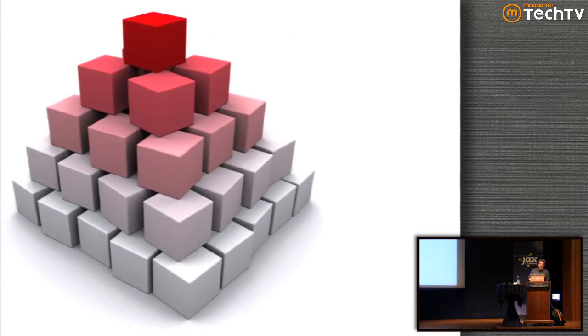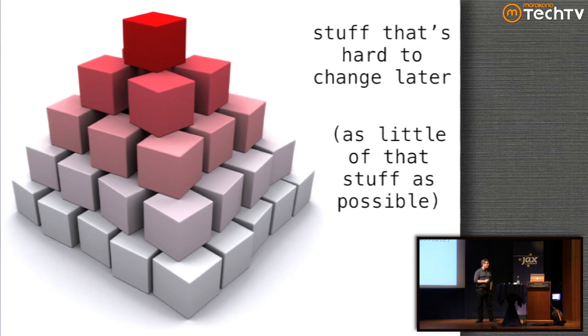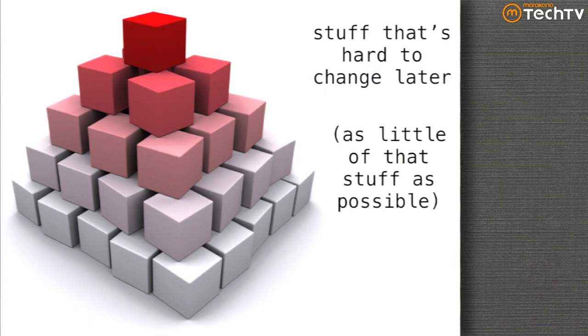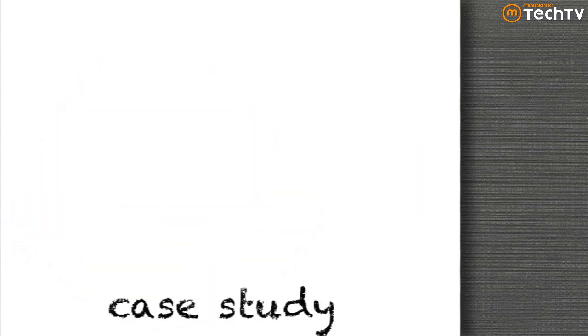So remember when I was talking about this diagram earlier, I said that the architectural elements were the things that are hard to change later, and you want as little of that stuff as possible, because architectural elements represent constraints. So one of the ways that you can do this is try to isolate orthogonal concerns and basically componentize them. Let me show you what I mean by that with this case study.